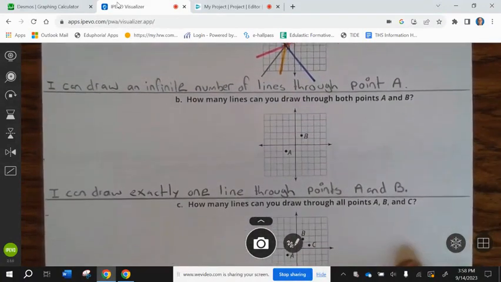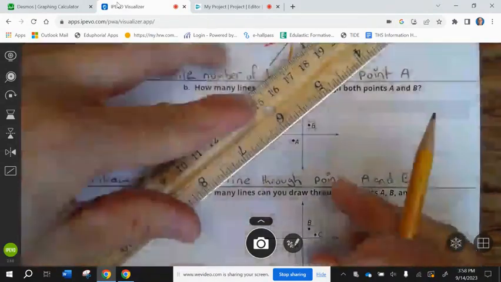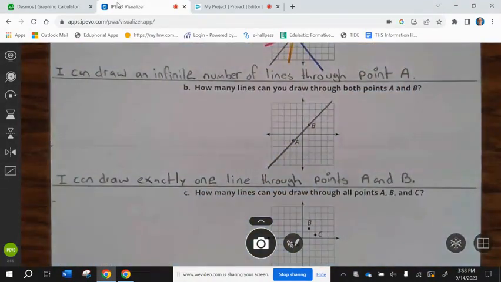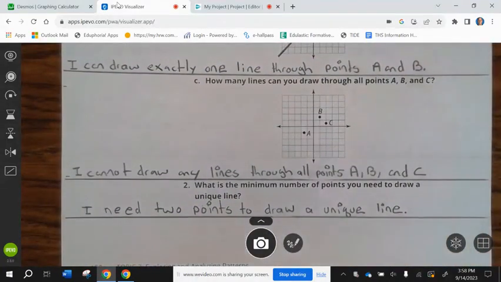All right, let's take a look at B. How many lines can you draw through points A and B? I can draw exactly one line through points A and B. How many lines can you draw through all points A, B, and C? I cannot draw any lines through all points A, B, and C. What is the minimum number of points you need to draw a unique line? I need 2 points to draw a unique line. All right, go ahead and finish up that page.